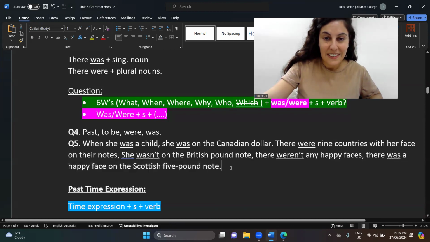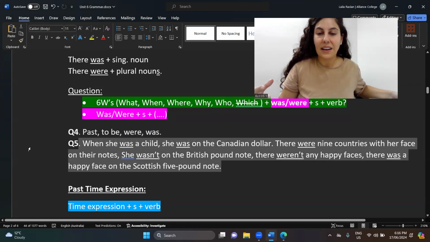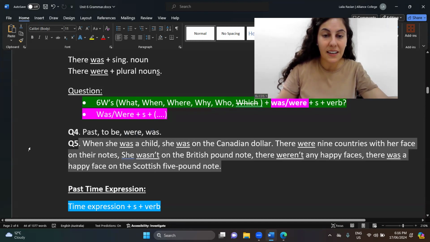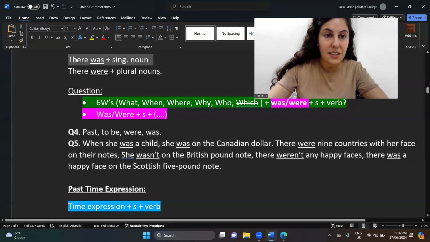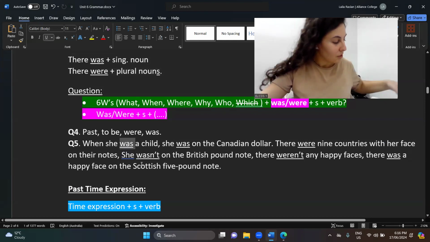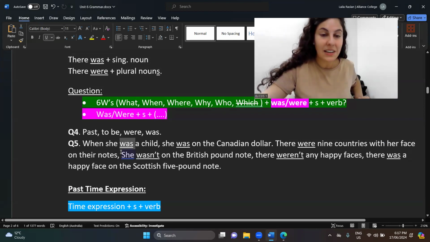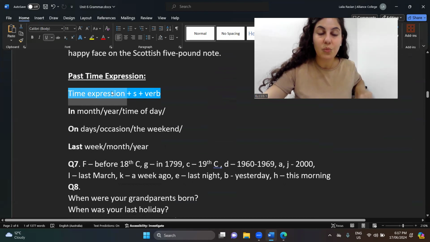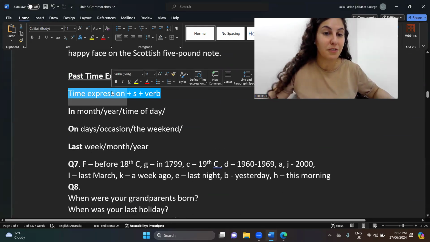Okay, so just in this little information about Queen Elizabeth II, because this is in the past, it's not happening now. Now she's passed away. So we have to use the verb was, but if it's plural, we say were. If we're talking, remember, about a noun, that's when we say there was, or the plural, there were, with the noun in the plural. So we can see here, we're saying when she was a child. So remember we talked about these time expressions. So in number 7, the time expression, we can put that before the subject, before the verb.